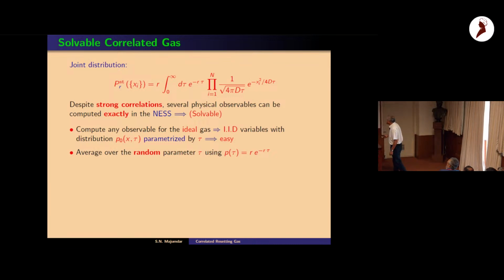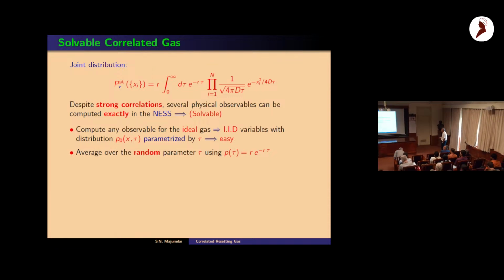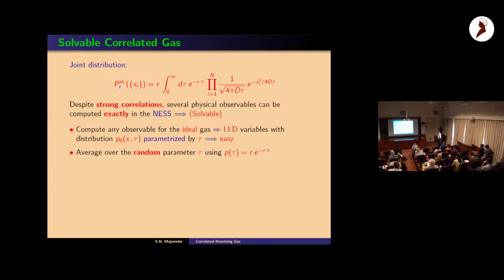And the nice thing is that even though this is a strongly correlated gas, everybody is connected to everybody basically, you can still calculate all the observables very simply because of the solvable structure of this joint distribution. Because this guy here inside the integral is like an ideal gas, right, with tau as a parameter.